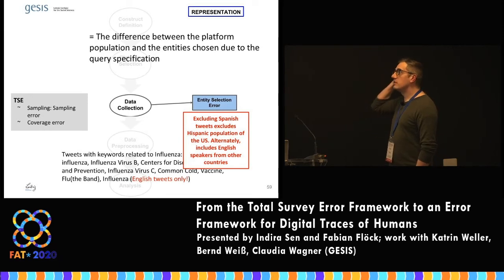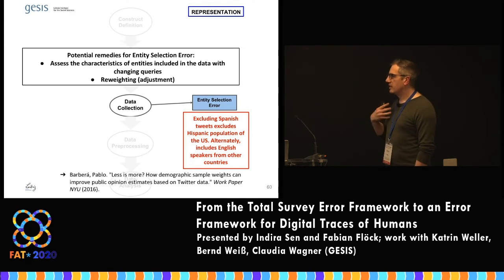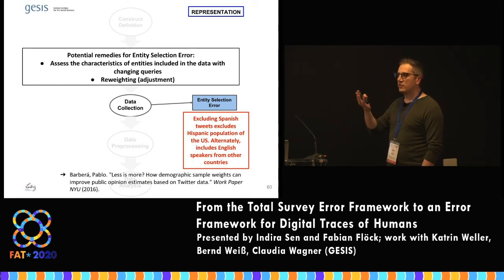Potential remedies: you assess the characteristics of the entities included in the data. If you play around with the queries, you look, for example, at the attributes that you can get from the profiles. If you slightly change this, like if you don't use that specific tweet hashtag, do I actually get a more broad array of profiles back? And if I look at them, with manual inspection, do I get more profiles that look older, or are of a lower economic status, et cetera? Also, this can to some extent be addressed in adjustment later, if you have the attributes. Not always do you have the attributes, especially on Twitter. Think about Reddit or anything where you just have a username, you cannot reweight until you have actual attributes. That's also a huge problem. You don't know if someone is male, female, or how old they are.